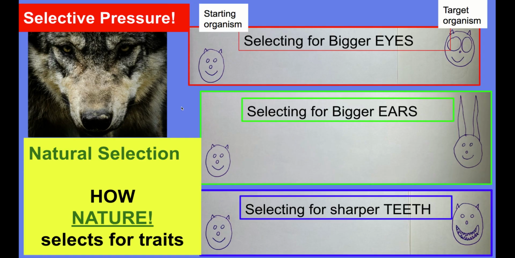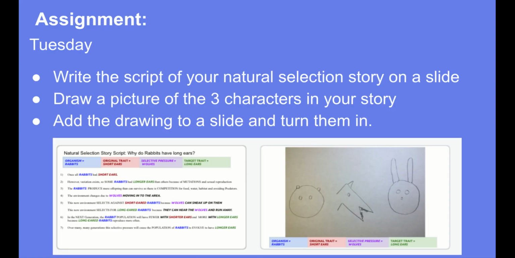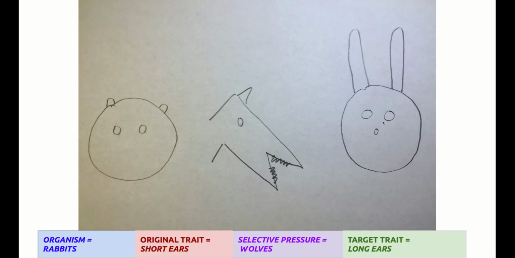So your assignment for Tuesday is to write the script of your natural selection story on a slide, draw a picture of 3 characters in your story, and then add the drawing to your slides and turn them in. When I say add your 3 characters, I mean something like this.